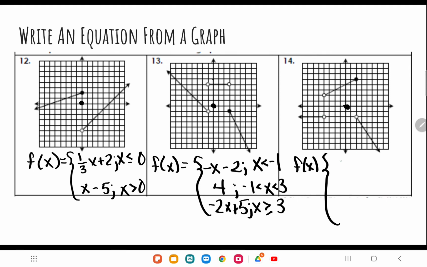When x is less than -4, the value of the function is -2. When x is between -4 and +2, we have a slope of 1/2 and a y-intercept of 4, so that's going to be 1/2 x plus 4.